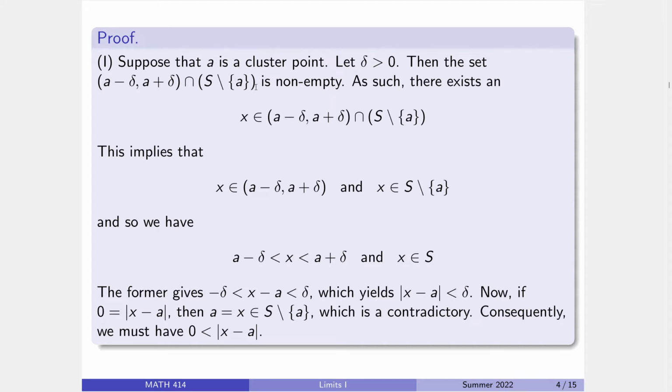So if you are a cluster point, then you can find a point X so that the absolute value of X minus A is strictly positive and within delta. Again, intuitively, cluster points are things that are arbitrarily close to our set. We can find elements in the set not equal to it that are as close to it as you'd ever want.